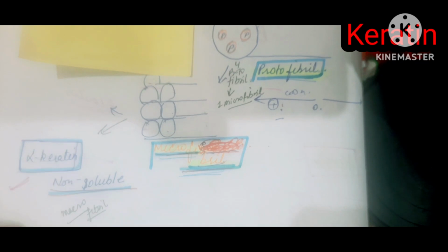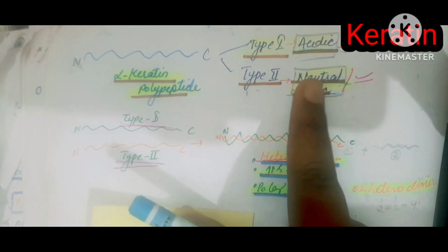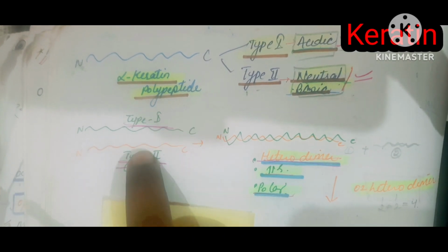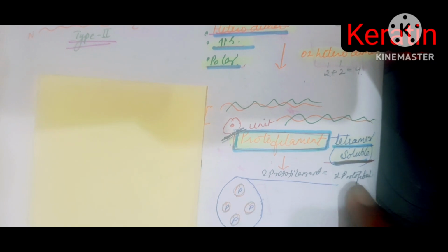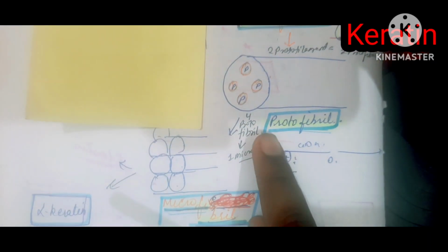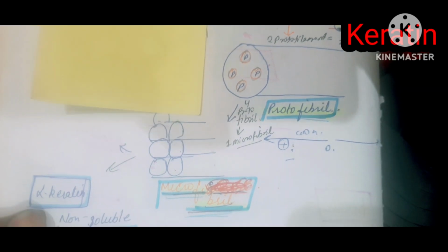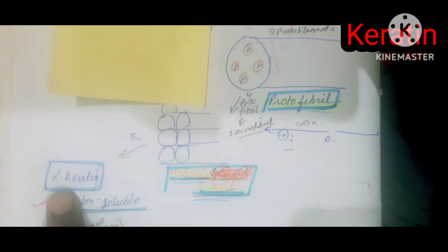So that's the journey of alpha keratin from synthesis. Let's revise it again. You have two subunits, which can contain acidic or neutral or basic amino acids. Suppose you have one chain containing acidic and one containing basic amino acids. They combine and form a heterodimer. Two heterodimers combine and form a protofilament. Two protofilaments combine and form one protofibril. Four protofibrils combine and form one microfibril. Microfibrils combine and form a macrofibril, the non-soluble form, also known as alpha keratin. And here your keratin topic ends.